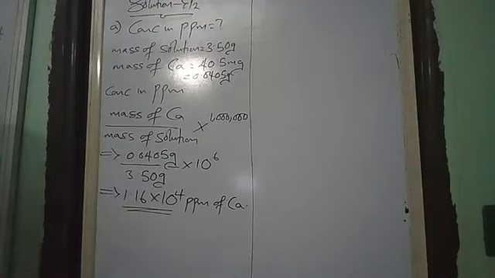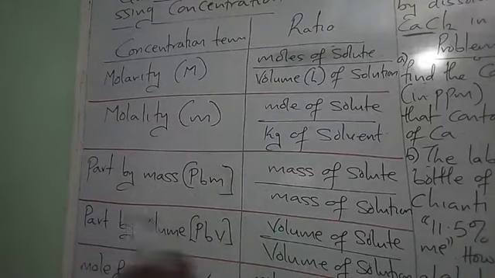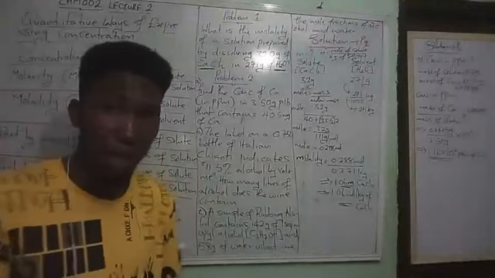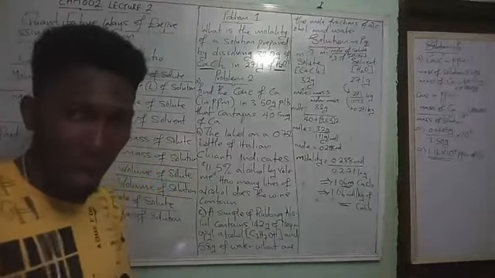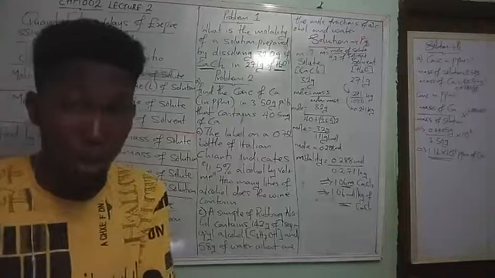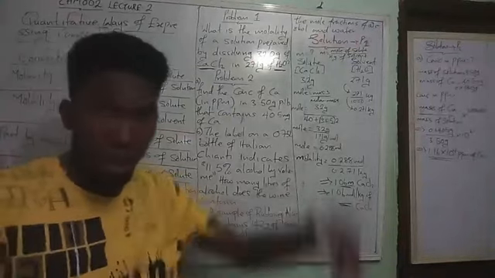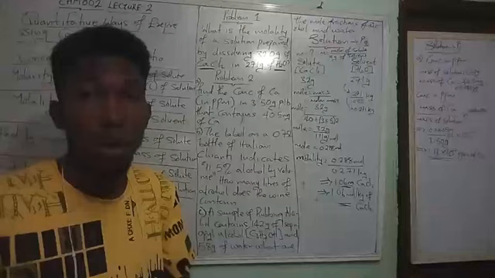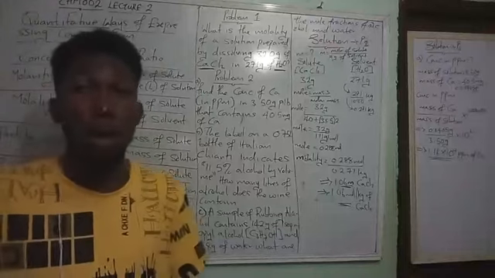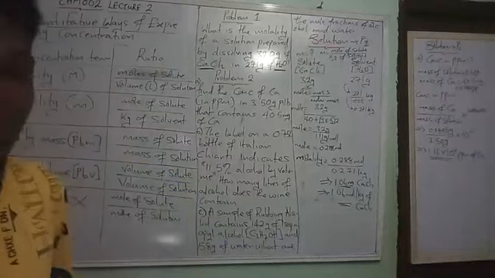So the basic thing you must take note of is all those relationships we wrote here. See that? What we just applied here was our part by mass. Why did I use the part by mass? Because everything they were giving to me was in mass. So for me to obtain the part per million using the mass unit, I have to use parts by mass and multiply it by 1 million. That's giving me my answer in part per million.